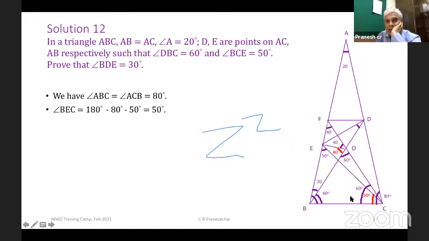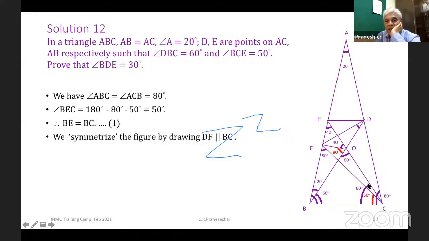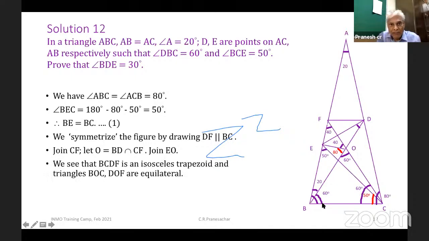First of all, you observe that angle BEC is 50 degrees. And therefore, BEC is an isosceles triangle, BE equals BC. Now we symmetrize the figure by drawing DF parallel to BC. So you get an isosceles trapezium DFBC, and we join CF and let O be the intersection point of the diagonals BD and CF. So we see that BCDF is an isosceles trapezoid, and triangles BOC and DOF are equilateral triangles, because this angle is 60.